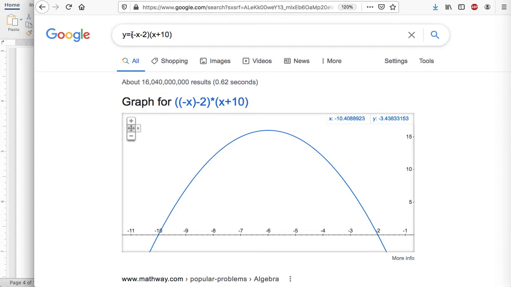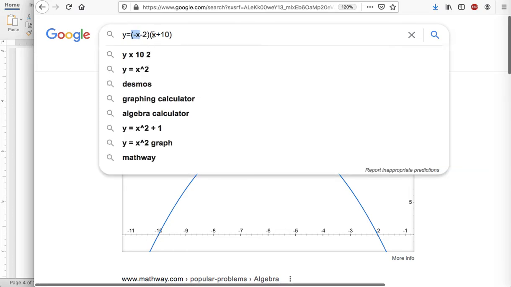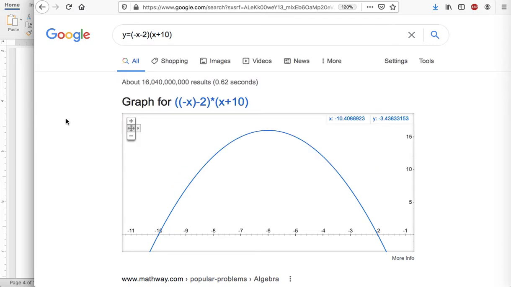If we were looking at our equation here, negative x times x equals negative x squared, or negative 1x squared. So that has a leading coefficient of negative 1, so therefore it has a maximum. Here, the maximum, if you're looking at this corner right here, this shows you your x and y value. I'm looking for the biggest y possible, and it looks like right around there, 16. So y equals 16, x equals about negative 6.